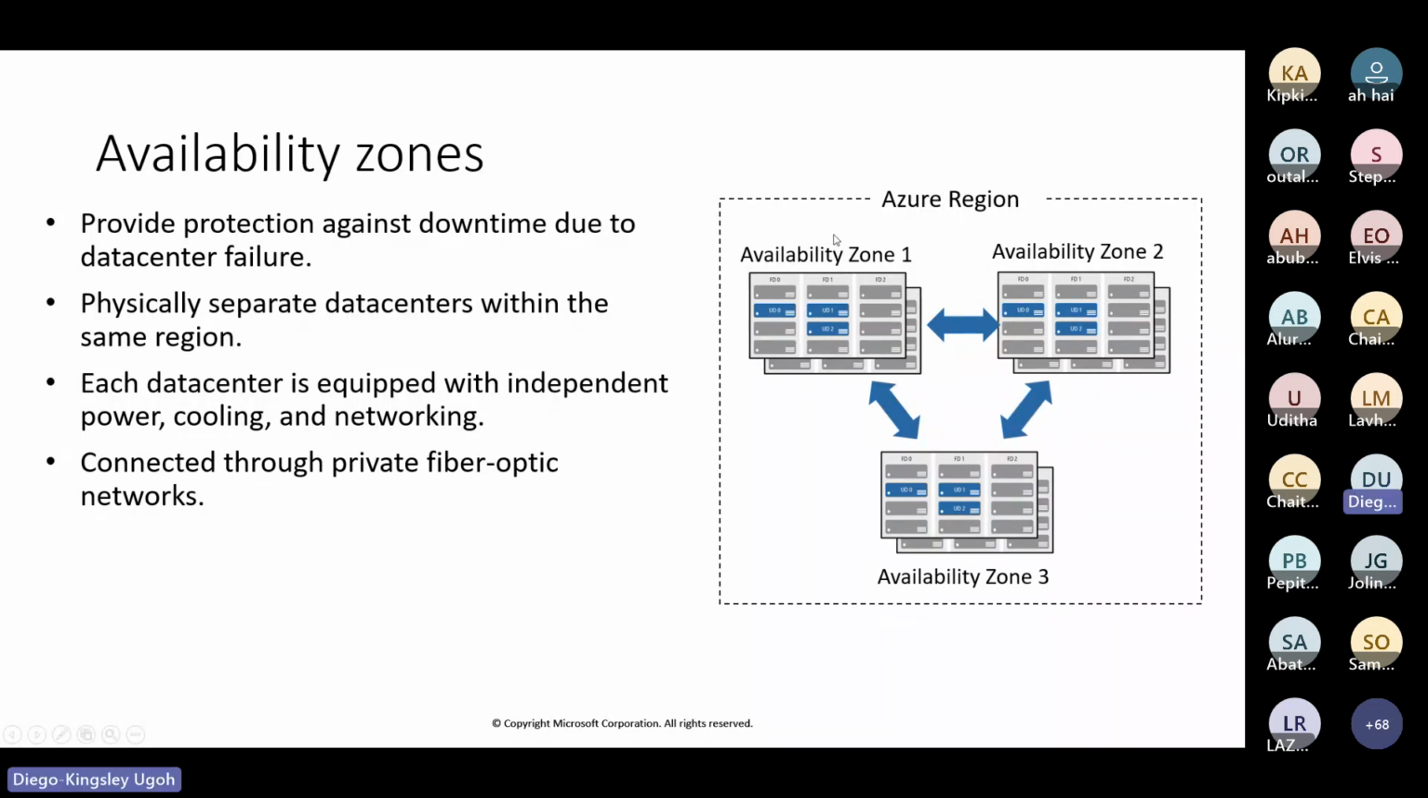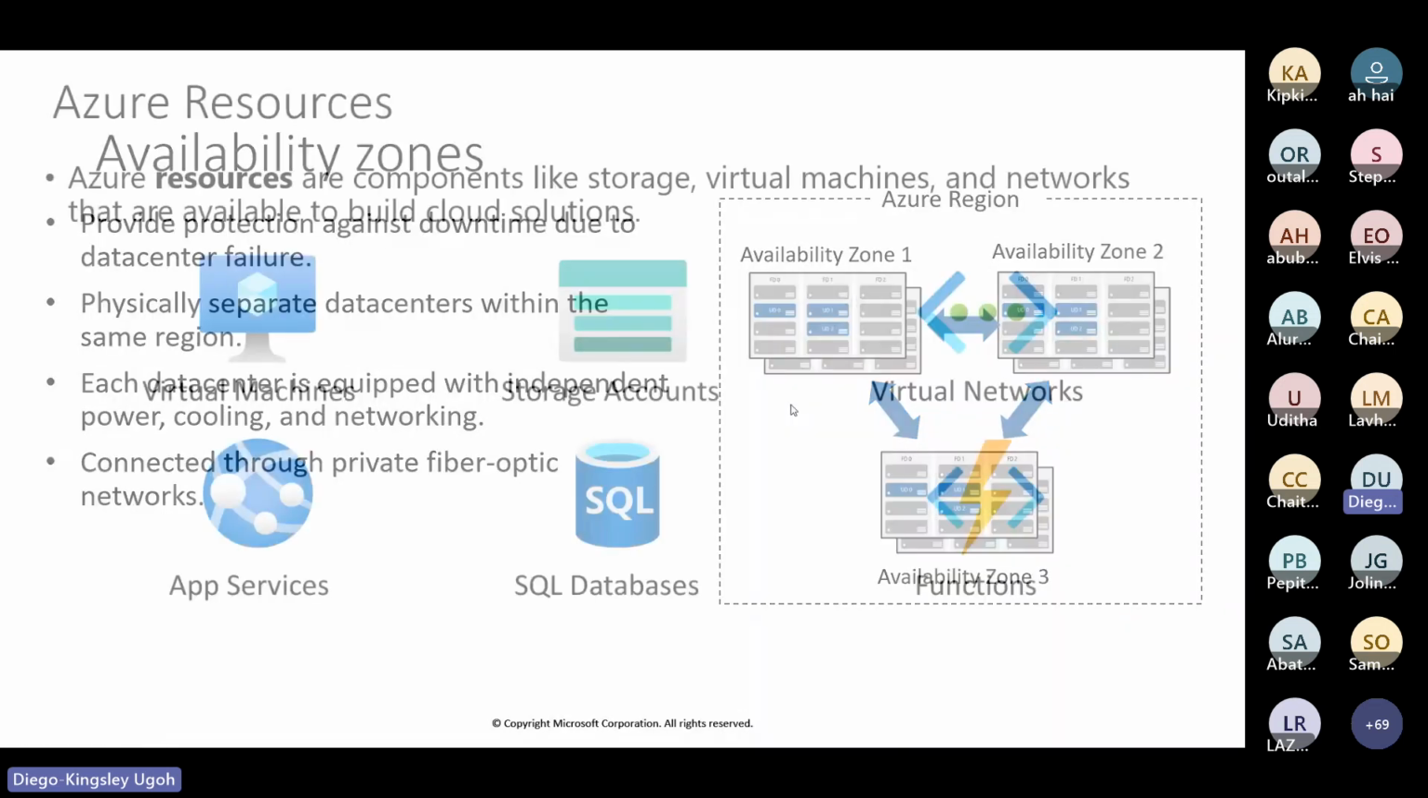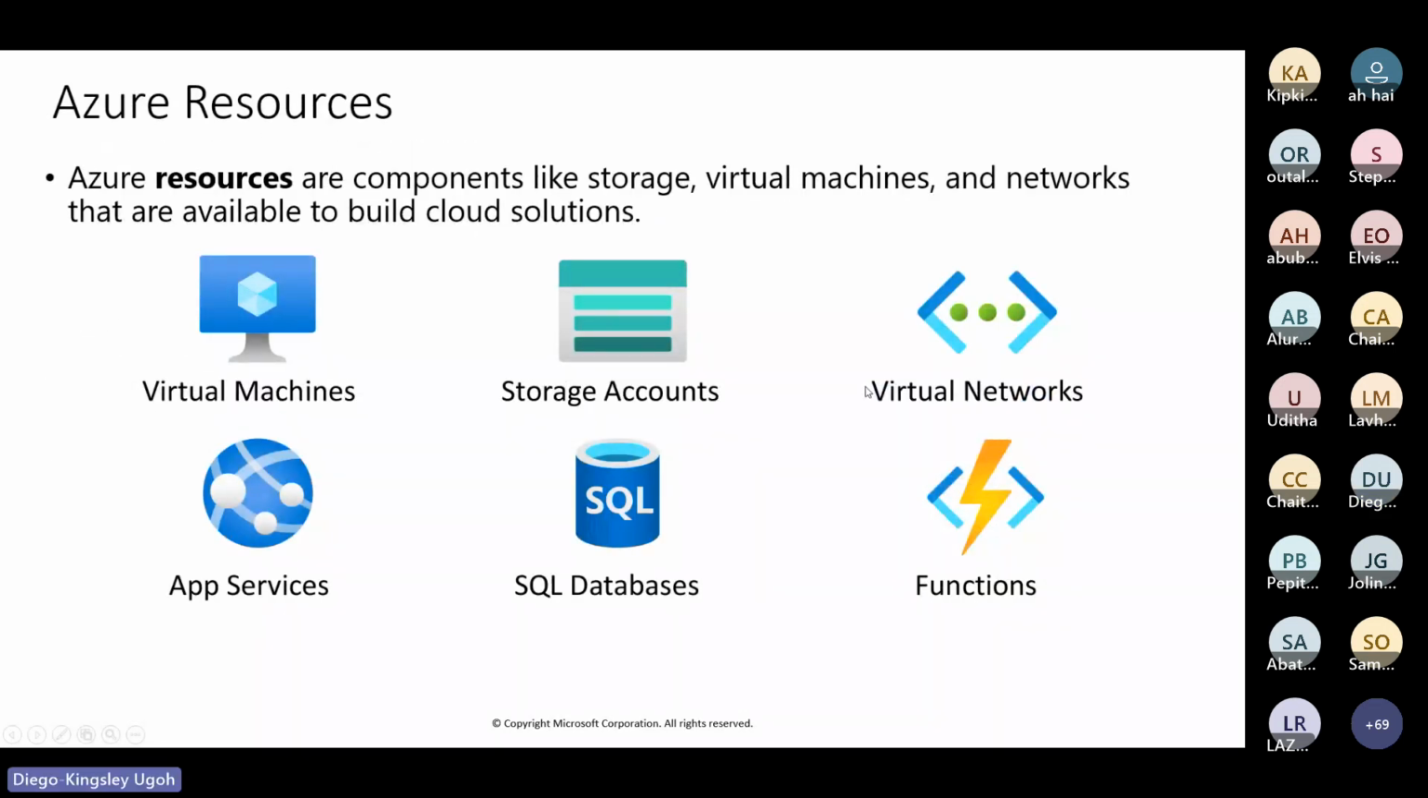Now, because AZ1 is down does not mean that you or your users cannot use your application anymore. No, you can still use the application because it is inside the same region as AZ2. So the same apps running here are also running here, and they're also running in AZ3. So if any of these is down, your app or your users don't get impacted by that downtime. Right. So that is, of course, like I said, one quality of the cloud.